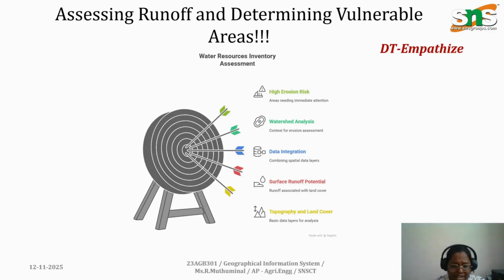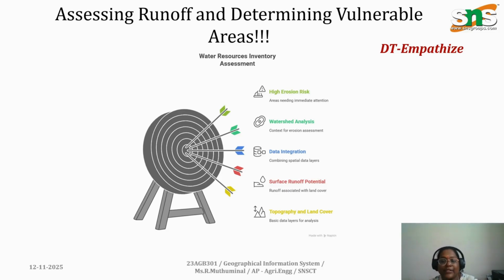Here, initially, for identifying the water resources inventory, we have to assess the runoff and determine the vulnerable areas. For the purpose of assessing the runoff, initially we have to use the potential of mapping soil erosion and prevent environmental deterioration associated with the misuse of lands. By using GIS to integrate and analyze the data, experts can determine where surface runoff is likely to occur, which directly impacts water movement and quality.